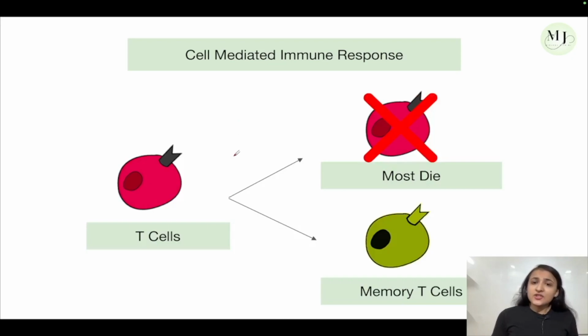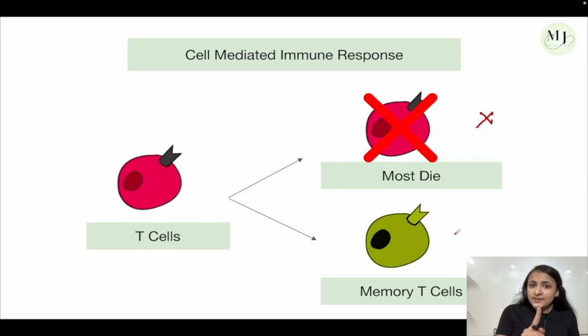Now, once again, just like the B cells, after the threat has been eliminated, most of the T cells die, but some of the T cells will get converted into the memory T cells. These memory T cells, just like the memory B cells, will retain and store the information of their encounter with the pathogen, so that the next time the body encounters the same pathogen, the response that the body will generate would be quicker and also stronger.